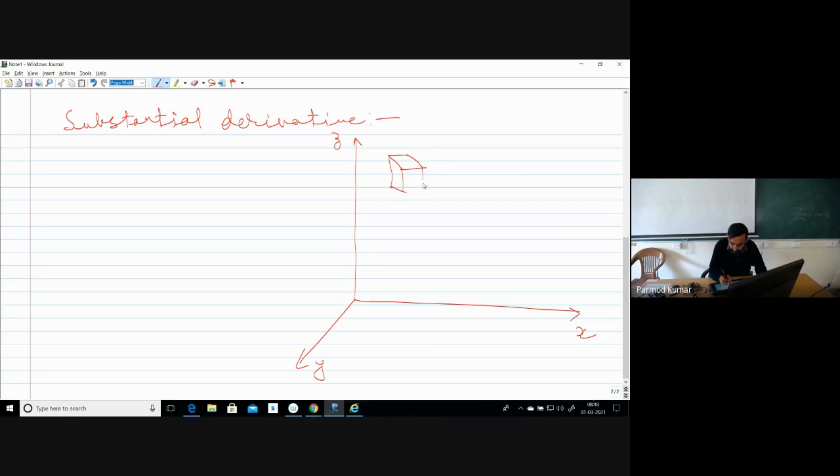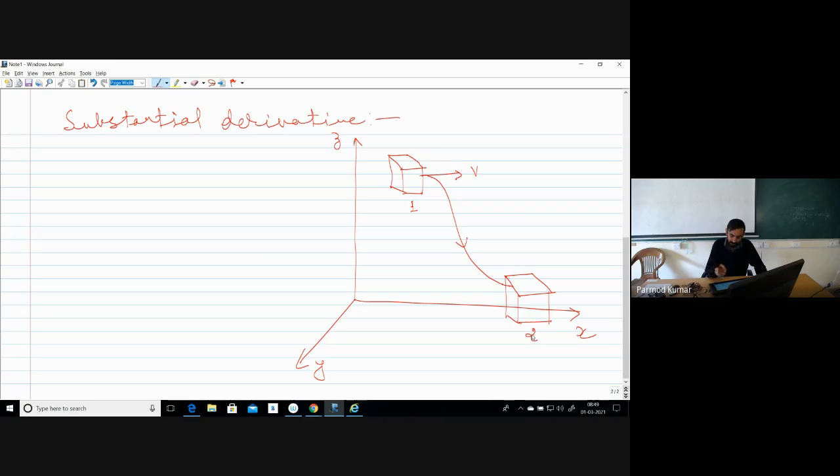So I have a fluid element over here, and say this is location number 1 of the fluid element in xyz space. And let us consider that this fluid element has a certain velocity. So due to its velocity, it is moving from one location to another, and say it is reaching some other point in our three-dimensional space. So this is given as location number 2.